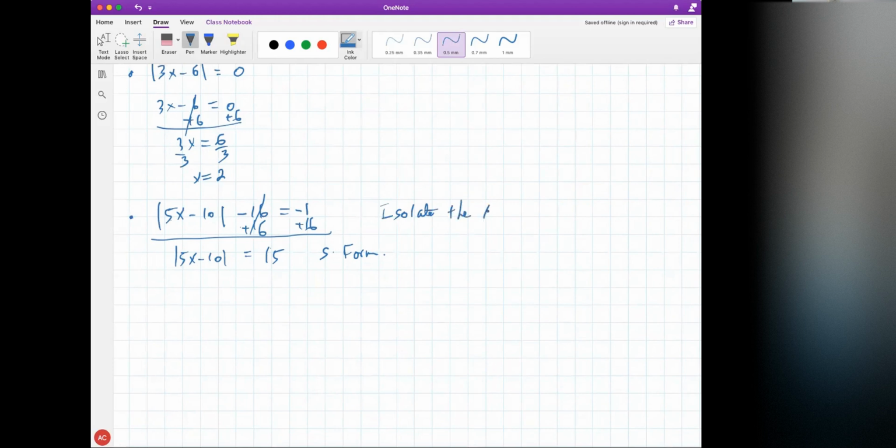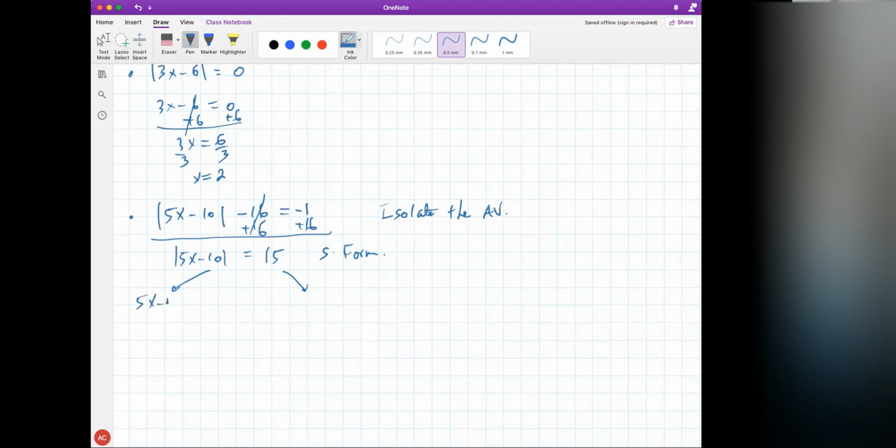So I make absolute value 5x minus 10 equal 15, and 5x minus 10 equal minus 15. That's right. We're going to need two equations to find the two solutions. So we remove the absolute value and write two equations, one with positive 15 and the other one with negative 15.